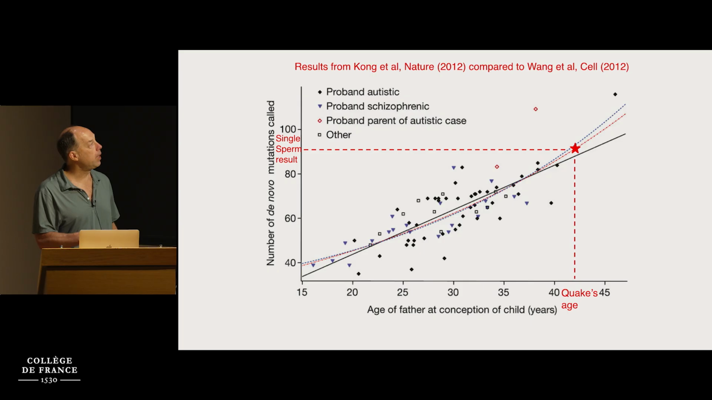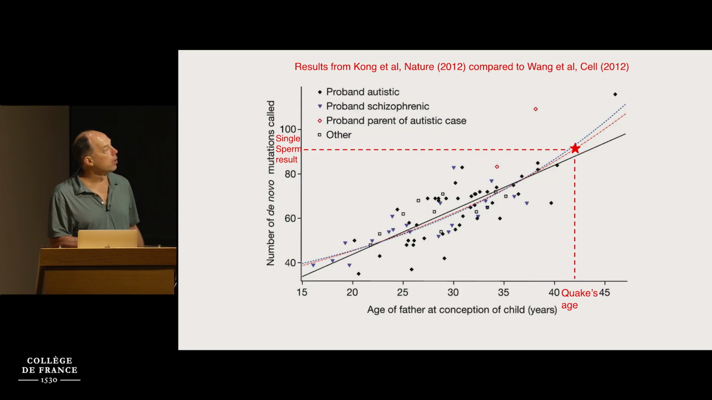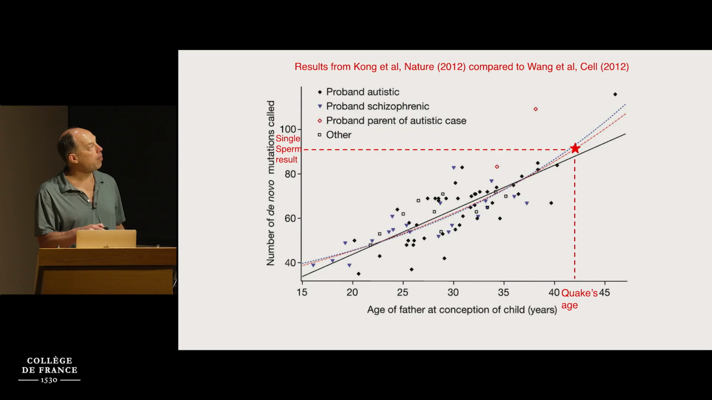They did many families, and they were able to show that the number of mutations was dominated by the father, not the mother. They had fathers of various ages, and this is sort of how it all scattered, and our data happened to sit right on the curve.